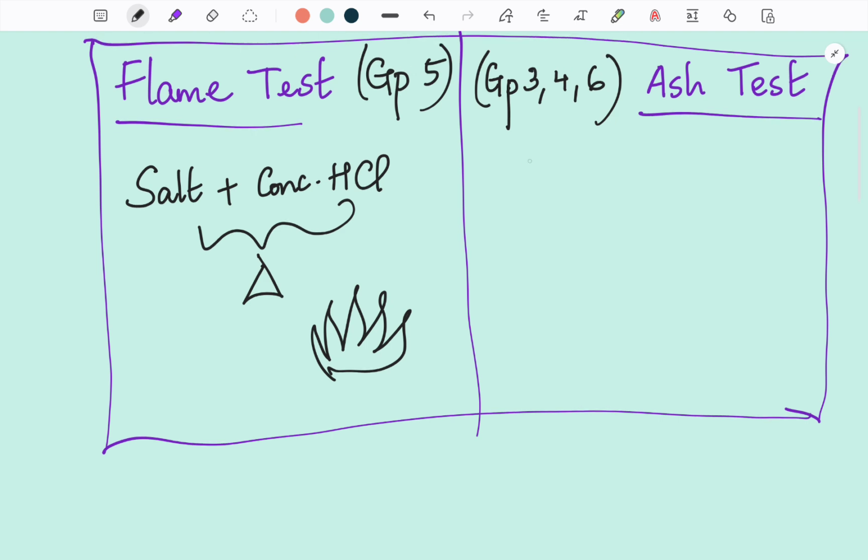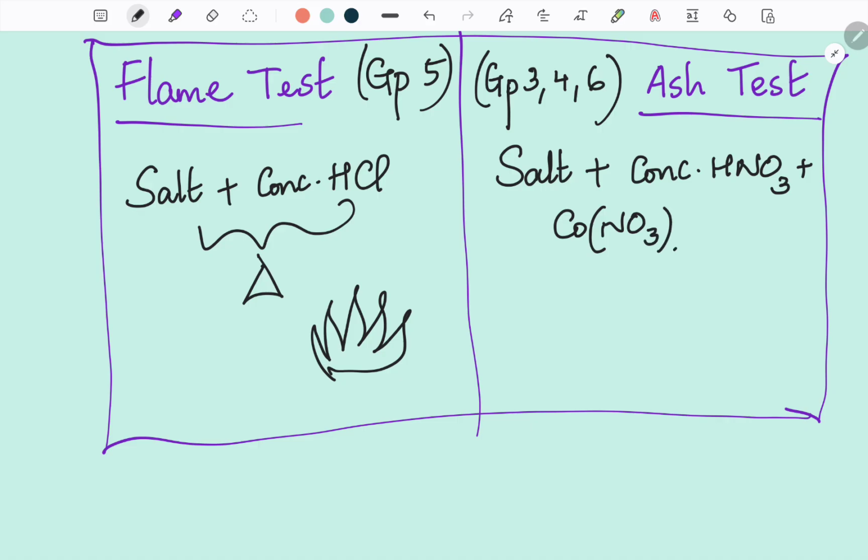The second test is the ash test. Now, what is ash test? You have to take the salt in a test tube and add concentrated nitric acid, that is HNO3. And you also have to add cobalt nitrate solution, Co(NO3)2. Okay, cobalt nitrate solution, and you will get a solution after adding all these chemicals.